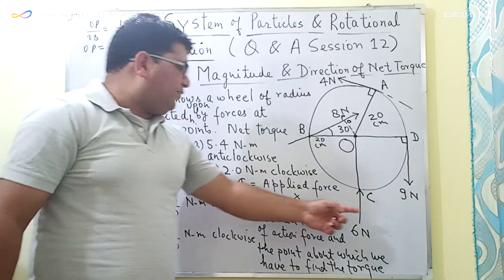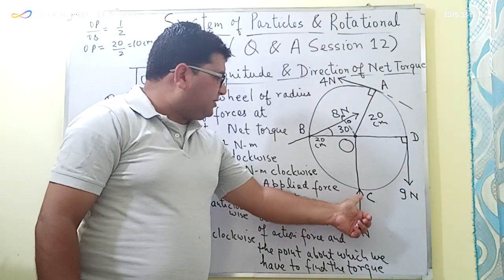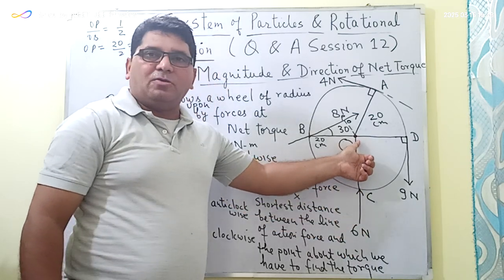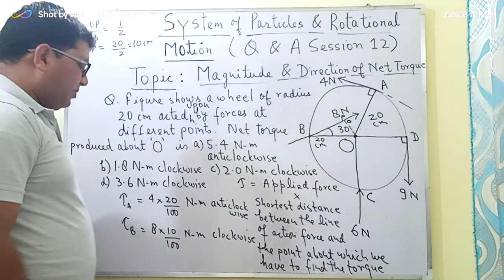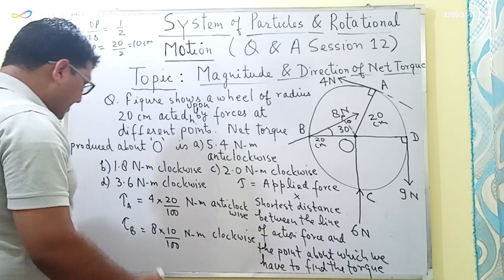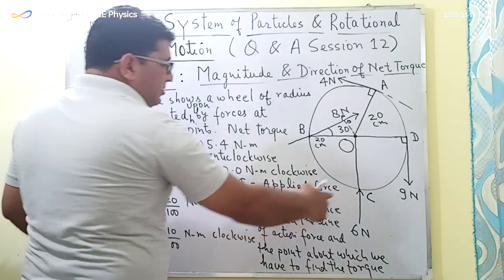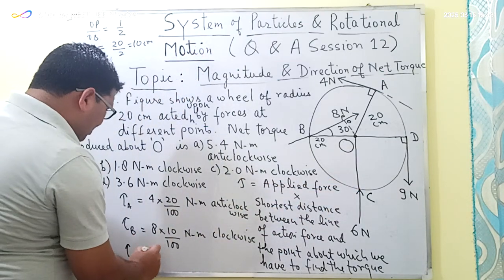Now the torque due to the force at point C. The line of action of this force passes through this point O, so the perpendicular distance, or the shortest distance, will be equal to 0. So the torque due to the force at point C will be equal to 0.